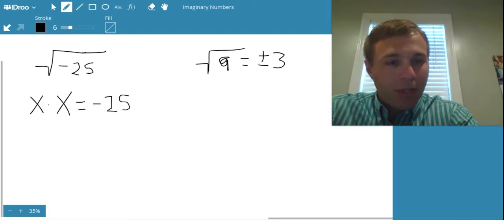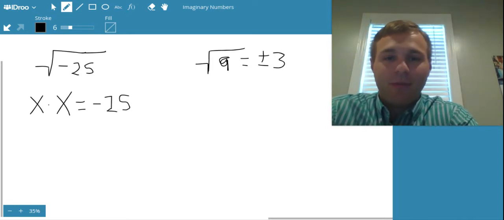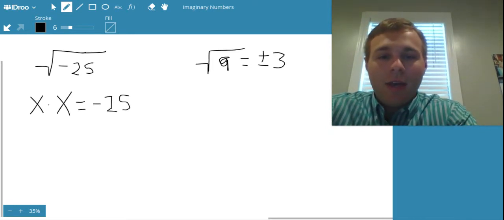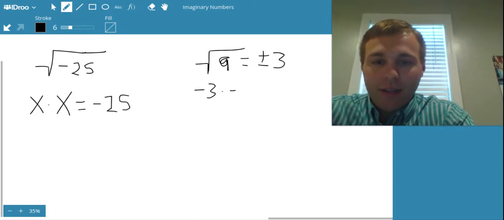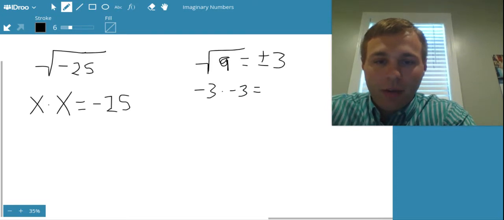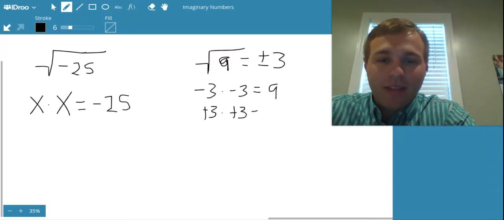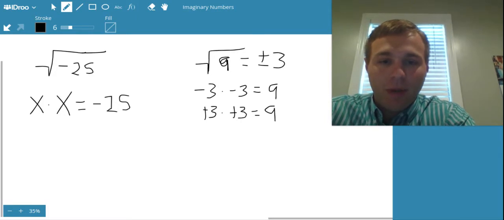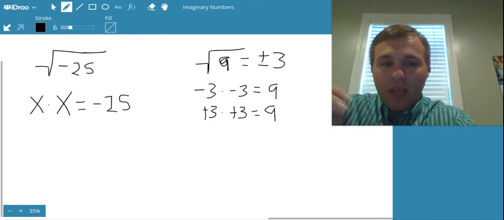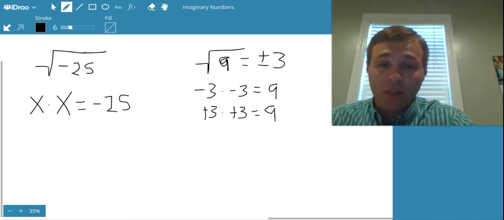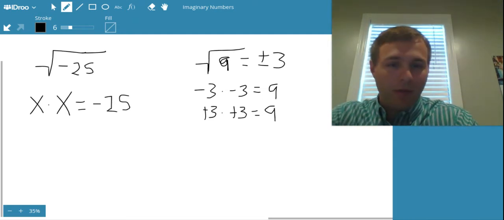Now, I put plus or minus, not just positive 3, but also negative 3, because, as you might know from algebra, a negative times a negative equals a positive. And also, you probably learned this very early on in your educational journey, a positive times a positive also equals a positive. So keep that in mind. When you get a square root of a positive number, the answer is going to be positive or negative, whatever number you have.